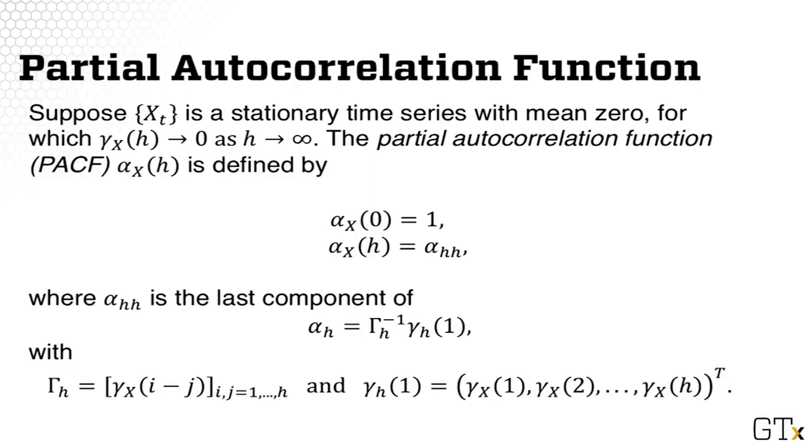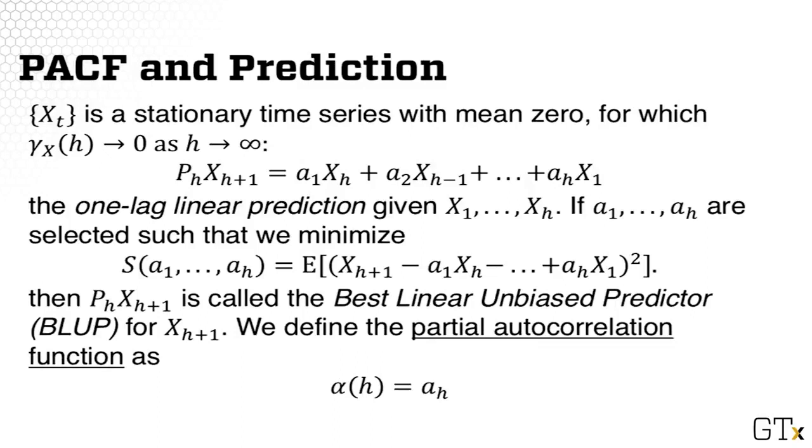You probably recall having seen the matrix gamma H and the vector gamma H before. They came up when I introduced prediction of linear processes. In fact, there is a direct relationship between PACF and prediction of a stationary time series. Assuming that the dependence reduces as we increase the lag, the one lag linear prediction is a linear combination of the past observations of the time series. If we select the coefficients in this linear prediction by minimizing the mean squared error, then we obtain the so-called best linear unbiased predictor, or BLUP.